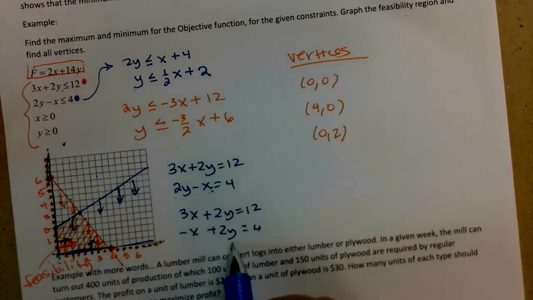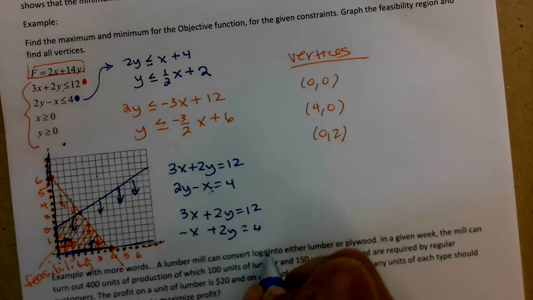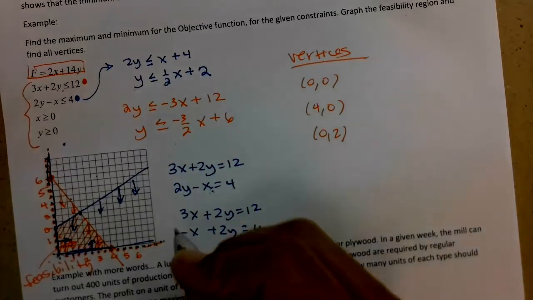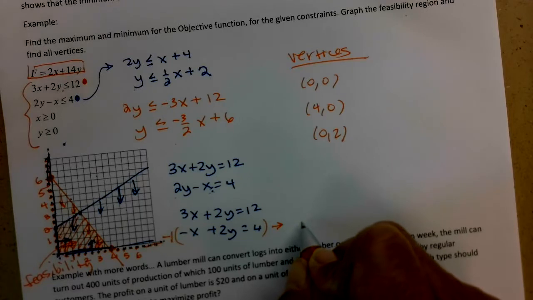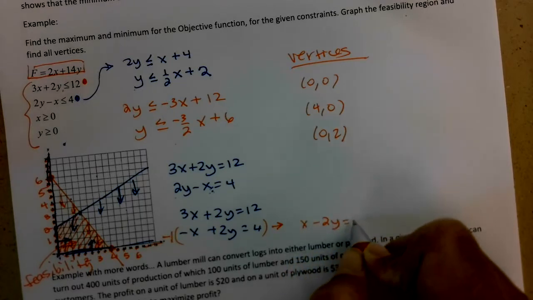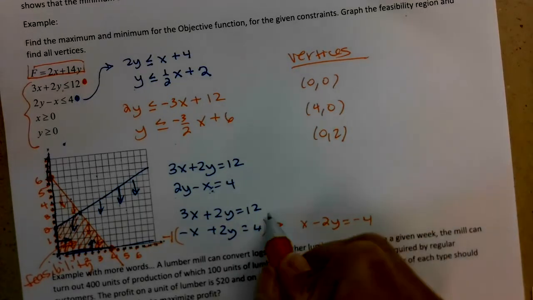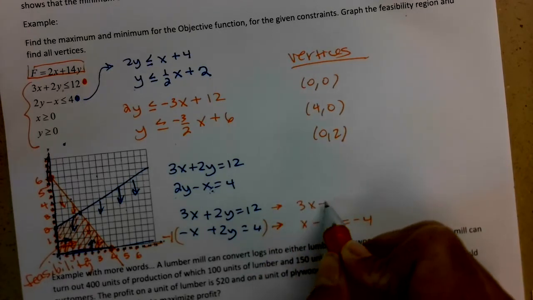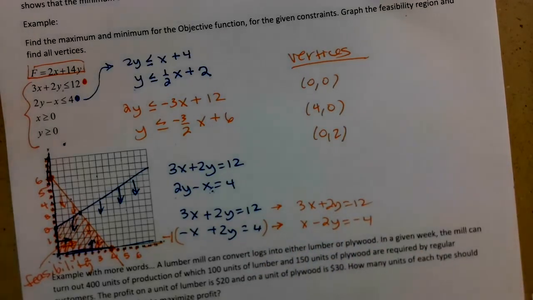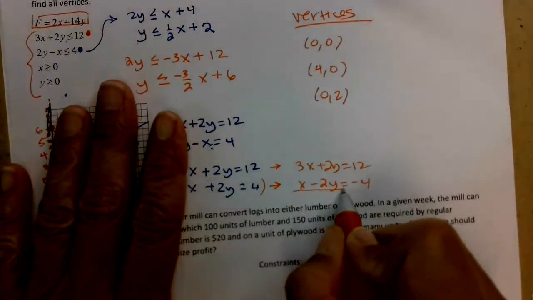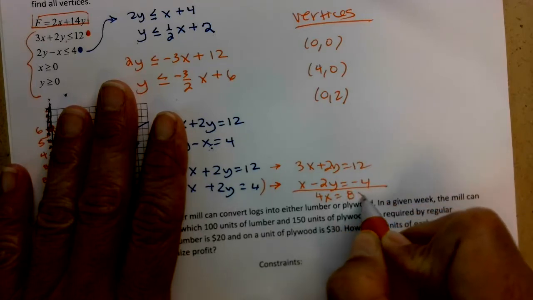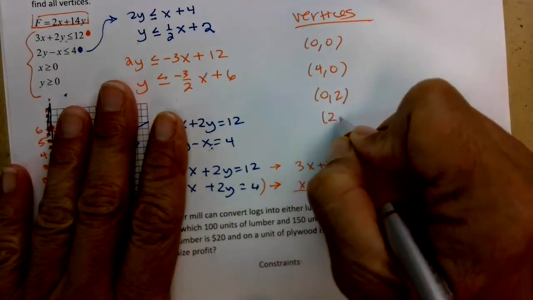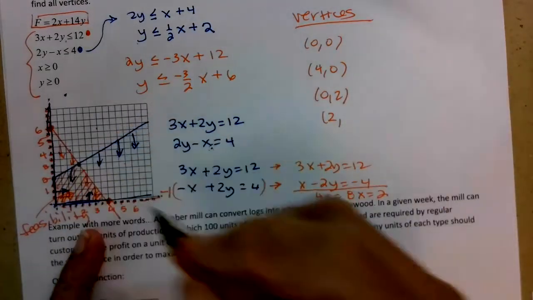Oh, my y's are the same. So if I just subtract, I'm going to change the sign. I'm going to multiply the bottom equation by negative 1. So what is that? x minus 2y equals negative 4. Top equation will leave the same. Add those two together: 4x, the y's go away, equals 8. So x equals 2. Does that look about right? That does look pretty good.